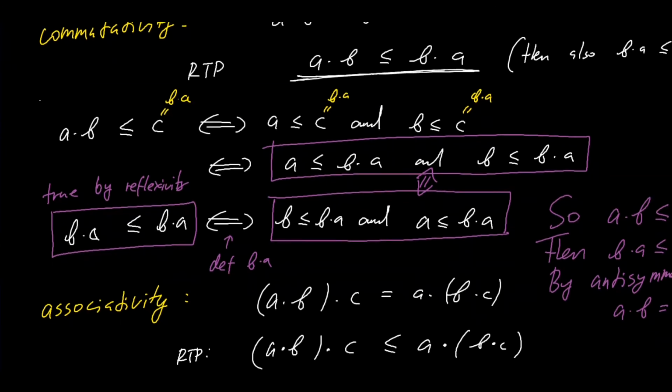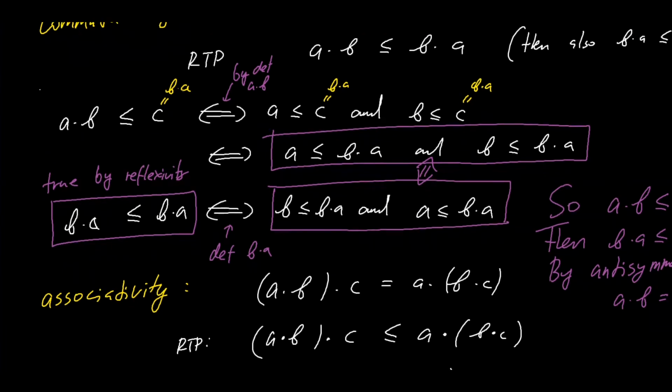And then to prove this one, I recall the definition of A dot B. So this was by definition of A dot B. And that's equivalent to that. So A dot B being less or equal to C is equivalent to the other one for all values of C. We applied that definition in the case when C was B dot A. And then it simplified to that thing here.